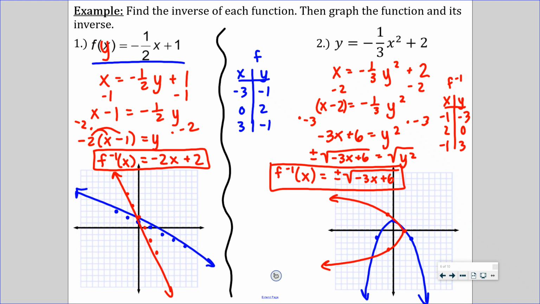All right, so that's basically it for algebraically finding inverses. Switch the x and y. Solve for the new y. We did a nice easy linear one. We did a square and a square root. I don't think they get much harder than the square and the square root ones for now.